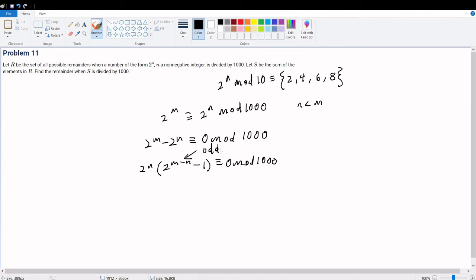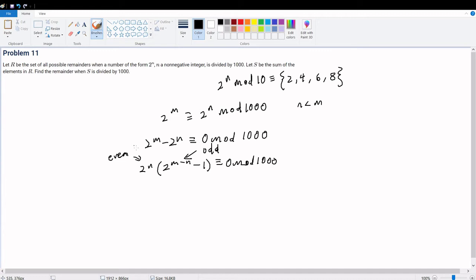Why is that important? Well, that's important because now we know that this right here is even, and we know that any multiple of 1,000 has a minimum even factor of 8. Now, why did I bring up the minimum? Well, we want to find the minimum values of n and m because we don't want to overcount these possible remainders, these elements of R.